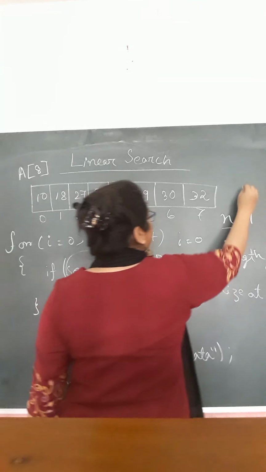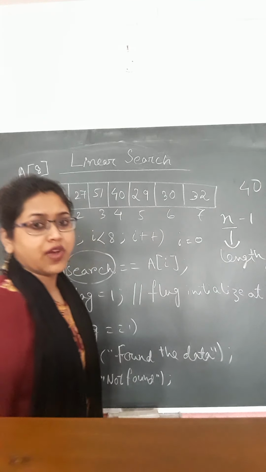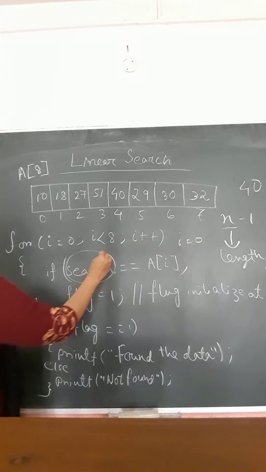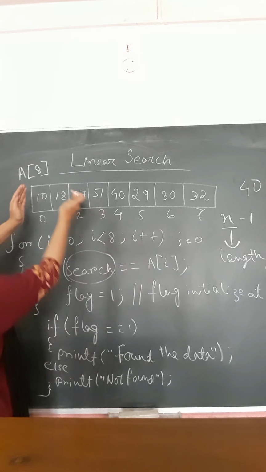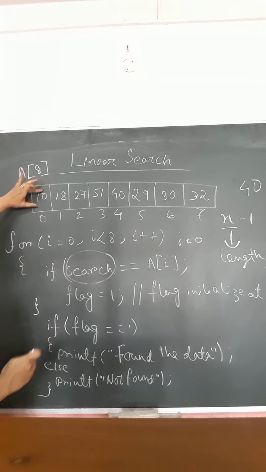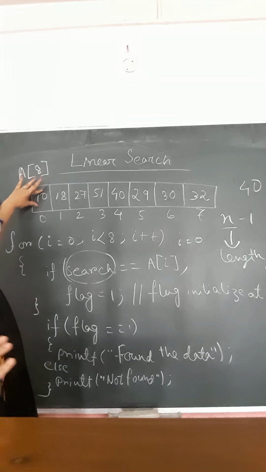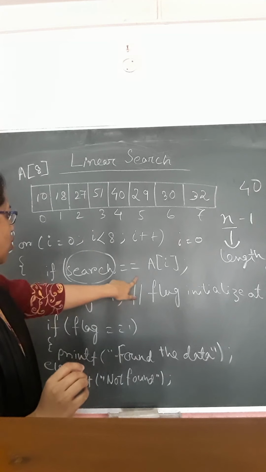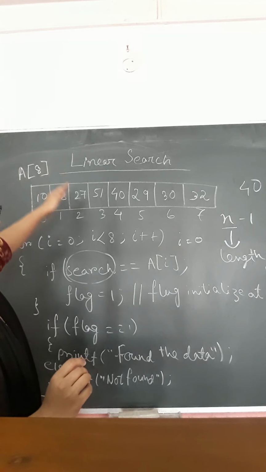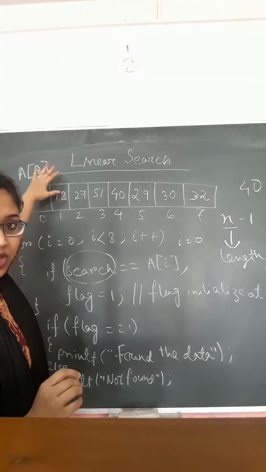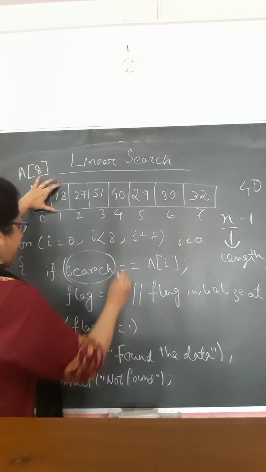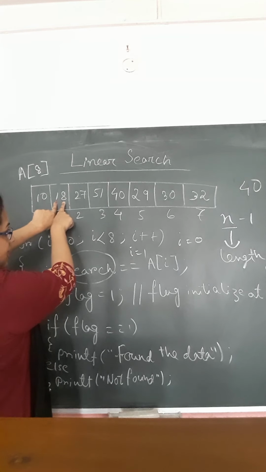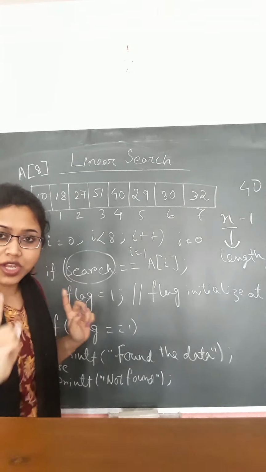Suppose I want to search 40. I want to check whether 40 is present in the array or not. First, what will I do? 40 will be compared with the A of i value, that is 10. That means both values are not equal. So it will increment its value and go to the next position and check the value of A of 1. When i equals 1, A of 1 is 18 and the value is 40. Both are not equal.